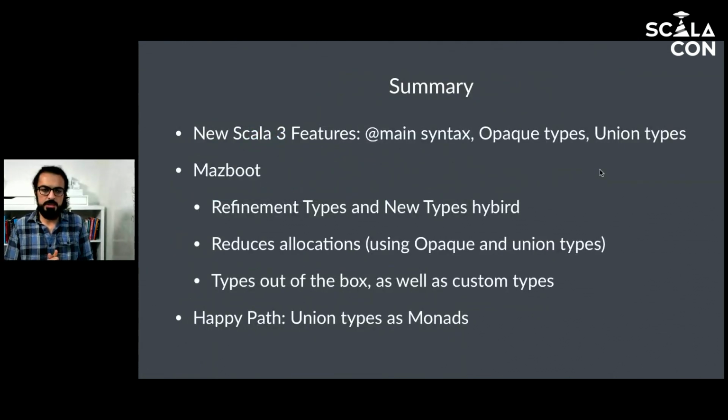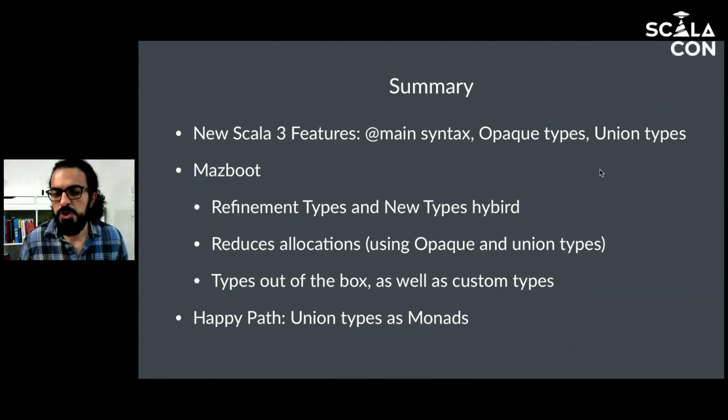So to summarize, we have talked about a couple of Scala 3 features, the main syntax, opaque types, union types. I've talked about Mazboot and a couple of features that it allows you. So we have learned that it's all really around new types. So it allows you to do refinement types and new types that hybrid together, and it's all built on top of opaque types. And this is how it tries to reduce the allocation in your code base.